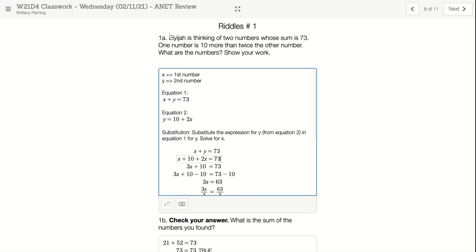All right, so we have a story problem here. Elijah is thinking of two numbers whose sum is 73. One number is 10 more than twice the other number. What are the numbers? Show your work.